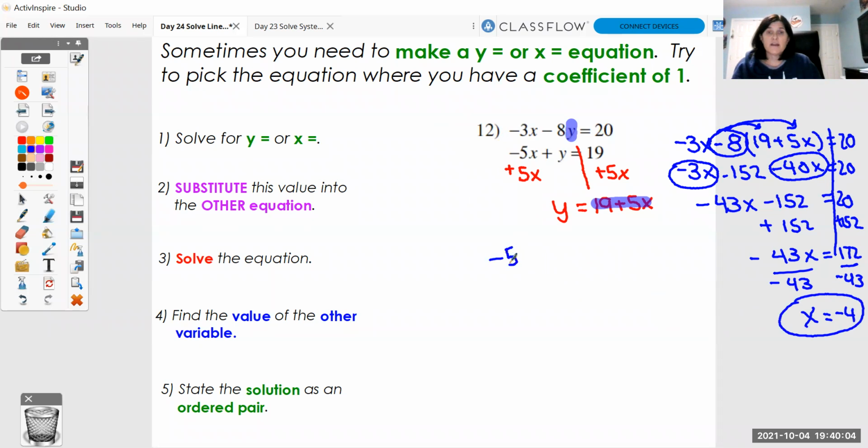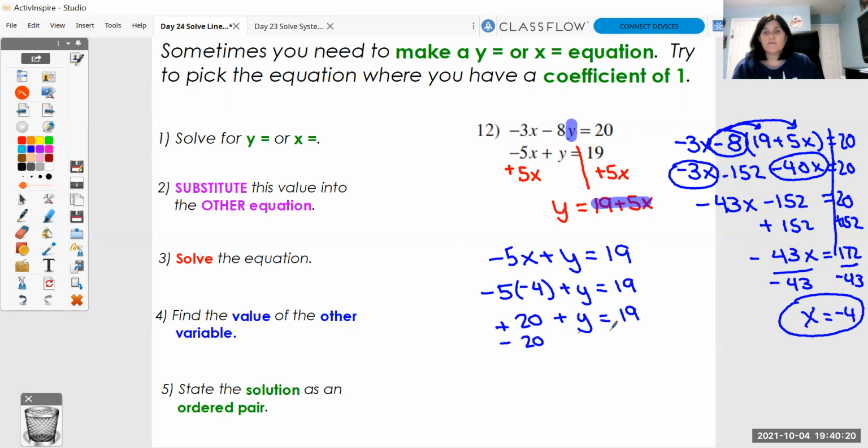So negative 5x plus y equals 19. So negative 5 times negative 4 plus y equals 19. 20 plus y equals 19. And then I just need to subtract 20 from both sides. So y equals negative 1. So my ordered pair, the point where these two lines intersect, is negative 4, negative 1.